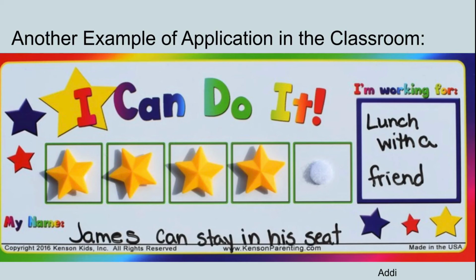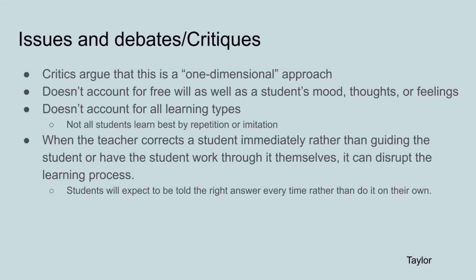So, some issues and critiques with this theory. Critics argue that this is a one-dimensional approach to teaching students a second language. This theory doesn't account for things such as free will, as well as the students' mood, thoughts, or feelings, and this can all have a huge impact on how students learn in the classroom. This theory also doesn't account for all learning types. Not all students learn best by repetition or imitation, and not all students learn best just by listening. Some students are more visual learners or may do better with reading and writing rather than speaking and listening.